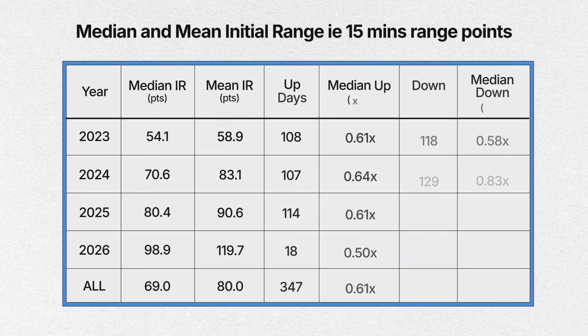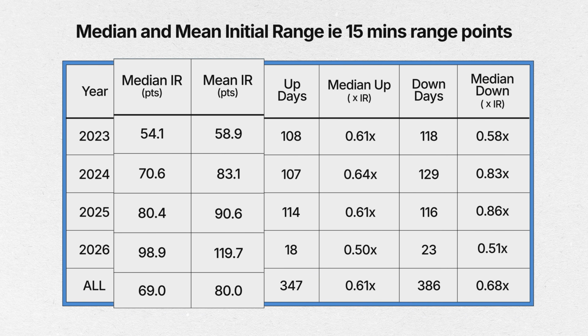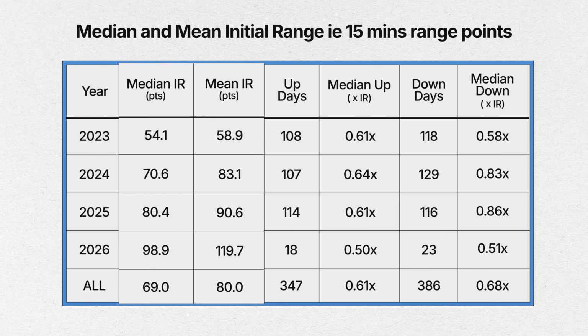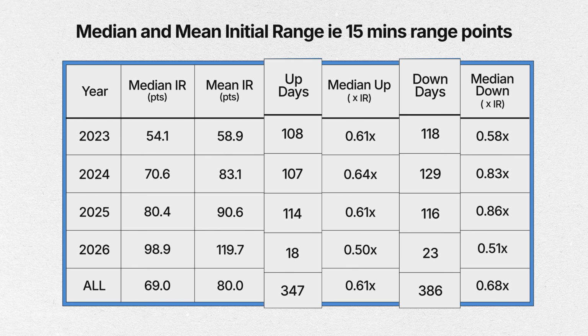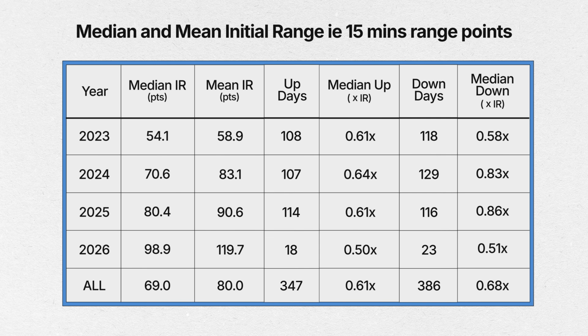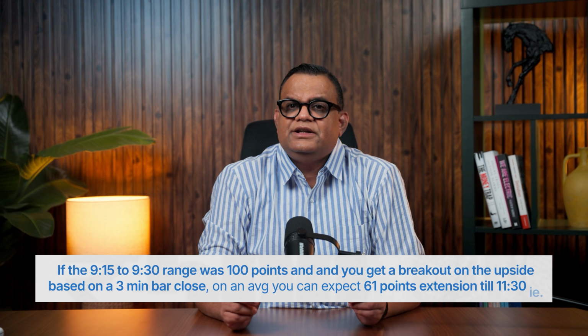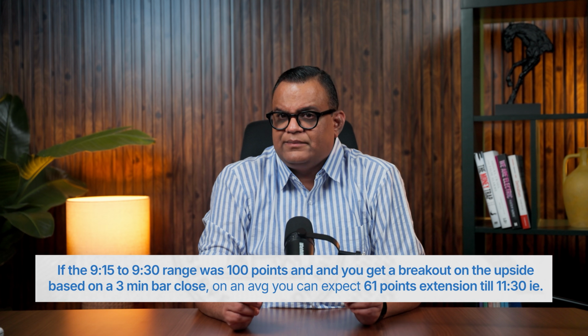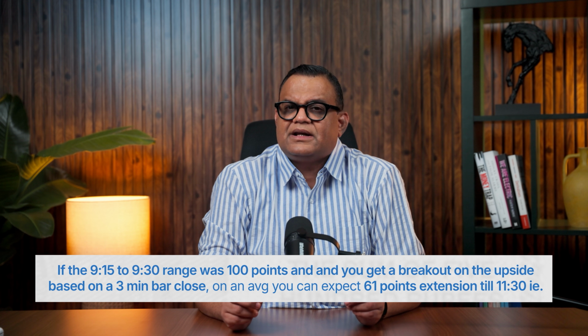What you see here is year-wise median and mean initial range, that is 15 minutes range points. Then the number of days with the upside breakout and the number of days with the downside breakout. More interestingly, you also see a median IR multiple after breakout. It means if 9:15 to 9:30 range was 100 points and you get a breakout on the upside based on the 3-minute bar close, on an average you can expect around 61 points extension till 11:30.